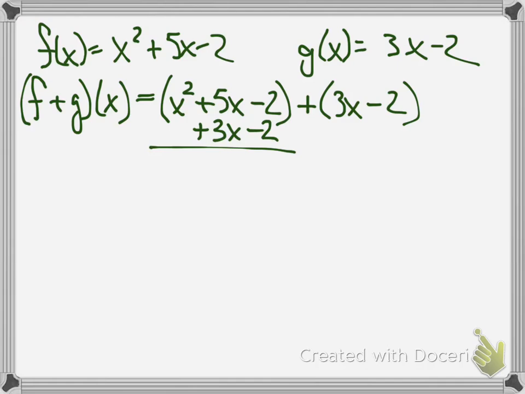Notice a plus does not change the sign. So I can say x squared, then 5 plus 3 is 8x. Negative 2 minus 2 is negative 4. I know, extremely hard, right?